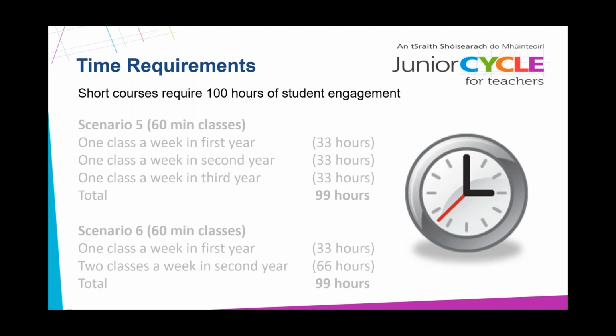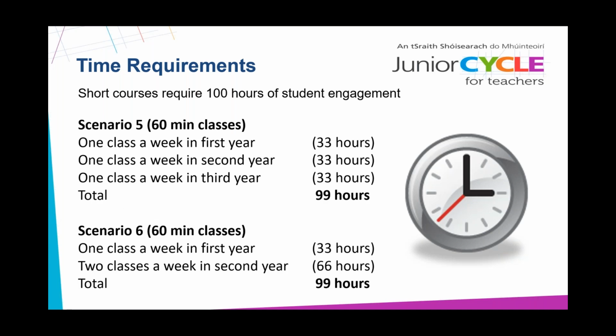Of course, some of our schools around the country are running a 1-hour timetable or a 1-hour class. So if your school runs a 1-hour class, what might it look like? Well, if we were to give a 1-hour class every week for 3 years, we'd be at 99 hours, and that's fine as well. Scenario 6 here with the 60-minute class, this school decided 1 class a week in first year and 2 classes a week in second year, that they weren't going to offer it in third year, because third year is maybe a busy year with the exams on, and that's fine as well. They're still up close to that approximation of 100 hours.